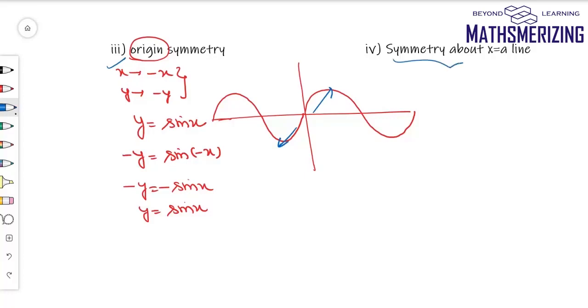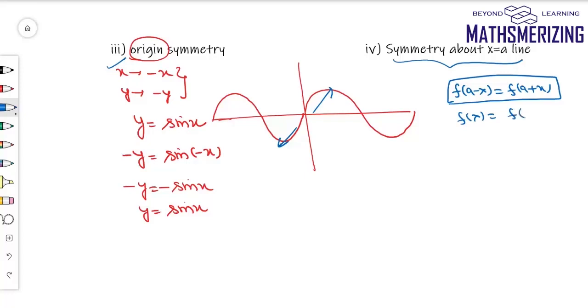Now, if a function is symmetric about x equal to a line, then in that case, f(a minus x) should be equal to f(a plus x). Or if I replace x with x minus a, I can also write it as f(x) should be equal to f(2a minus x).